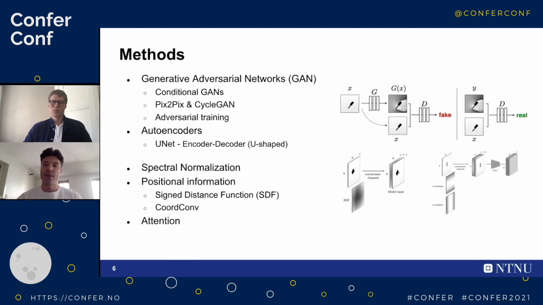We also experimented with injecting positional information such as SDF, short for signed distance function, and CoordConv. In the SDF, each pixel represents the distance to the closest building of that pixel and is applied as an additional input channel, while CoordConv adds 2 additional channels with X and Y coordinates, both illustrated in the slide.